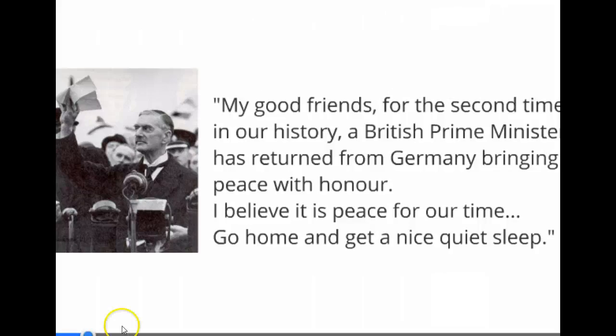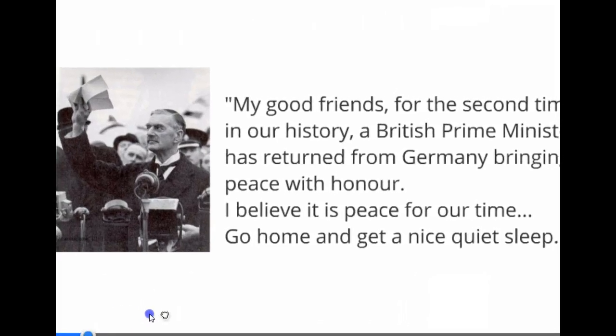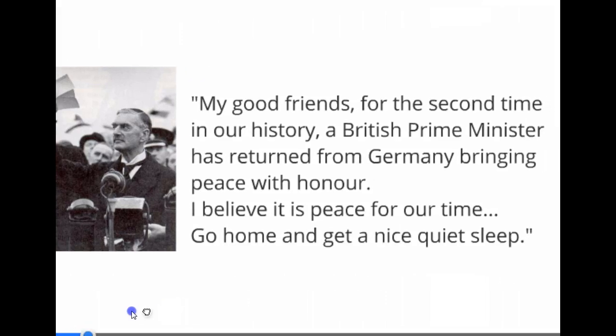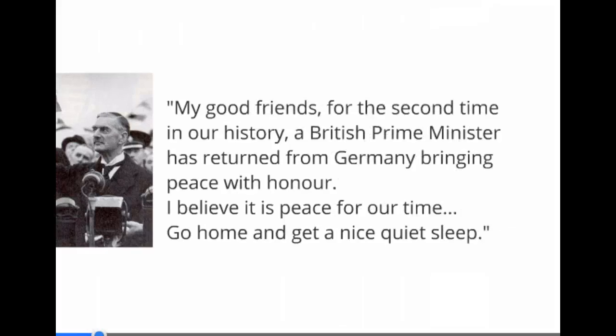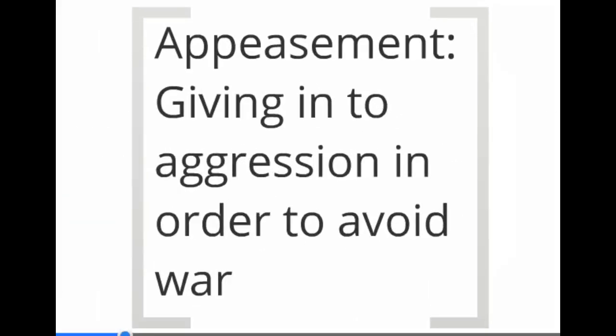Here we see Prime Minister Neville Chamberlain, upon returning from the Munich conference, and you can see the quote where he's telling the British people that he has brought peace with honor and basically not to worry. What both gentlemen did, though, is a policy known as appeasement, which is giving in to aggression in order to avoid war. Hitler figured out rather quickly neither of these two men were interested in giving him a fight, so Hitler was happy to play into that and tell them that he was not interested in conquering any more territory, thus allowing him to keep what he had already conquered.